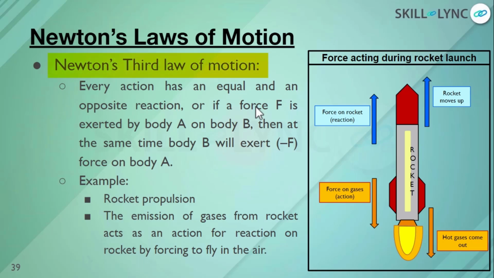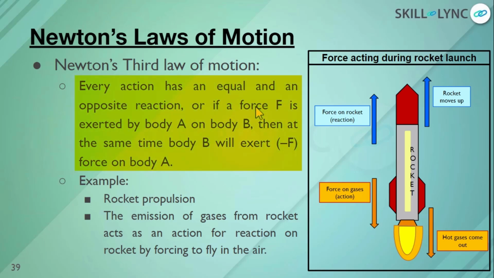Newton's third law of motion. Newton's third law of motion states that every action has an equal and opposite reaction. Or, if a force F is exerted by a body A on a body B, then at the same time body B will exert a force of minus F on body A.